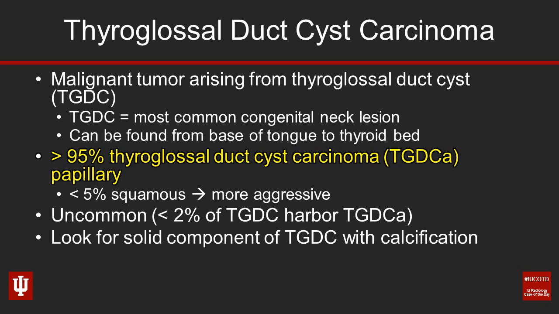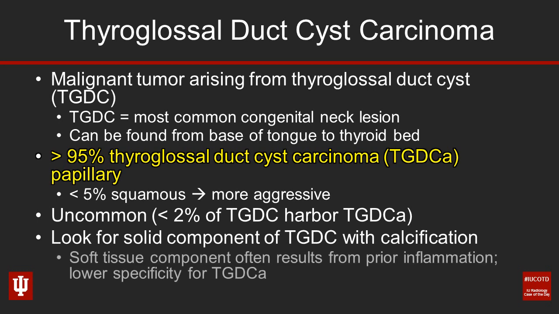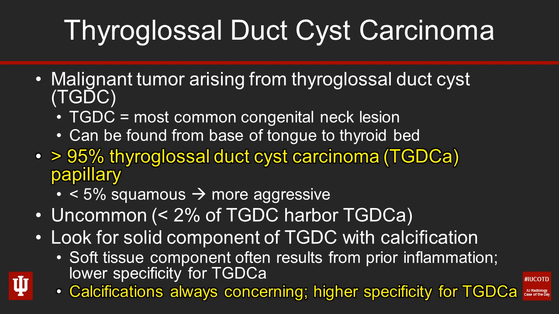Something that's important to look for whenever you see a patient that you suspect of having a thyroglossal duct cyst is to look for a solid component, especially if that solid component is associated with calcification. Now, if you see a soft tissue component, it's a bit nonspecific. Certainly you need to be thinking about malignancy, but you can also get that soft tissue component as a result of prior infection or inflammation, and it truly has lower specificity for making the diagnosis of thyroglossal duct cyst carcinoma than if you were to see the calcification. If you see calcification, that's always concerning, and that has a higher specificity for it being malignant.